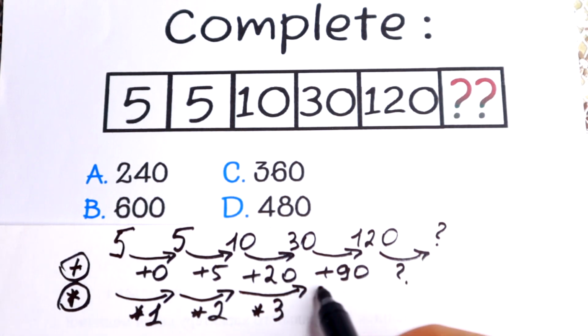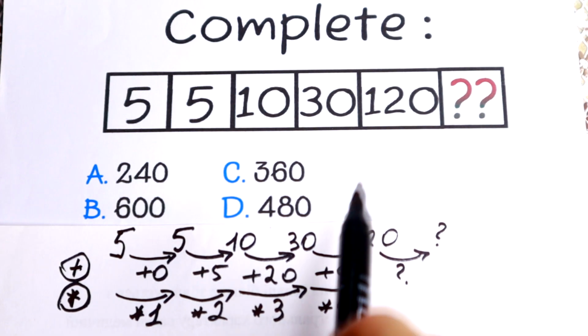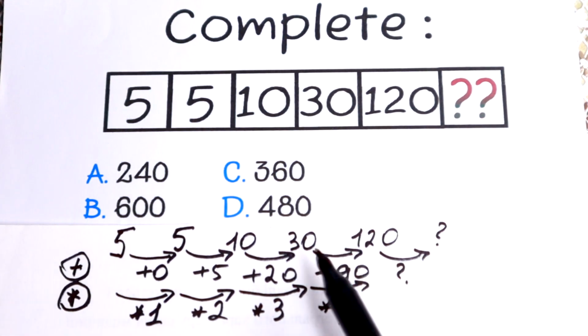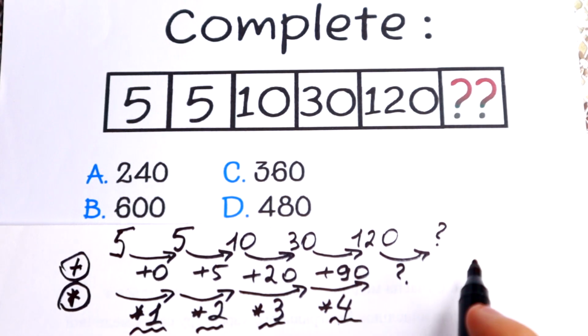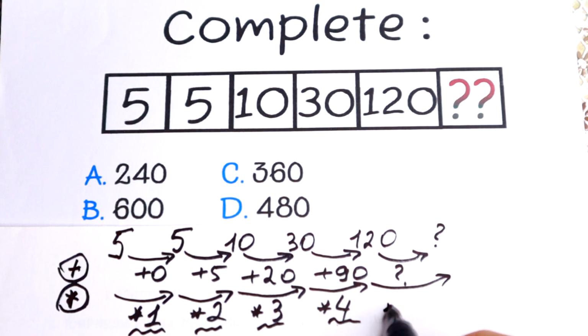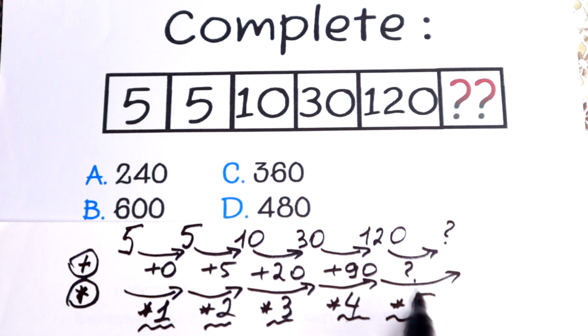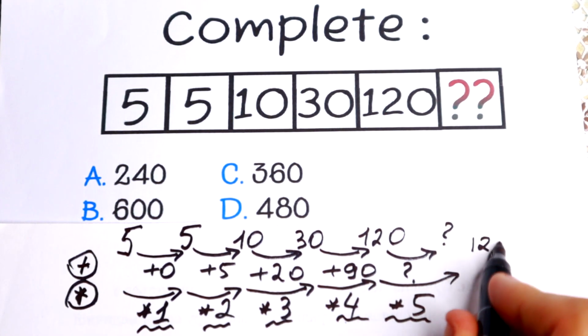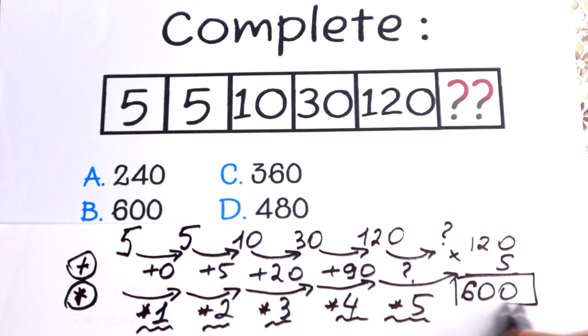And it's not hard to see that it will be our pattern, because if you multiply this 30 by 4, we will have 120. 30 times 4 will be 120. And take a look closely at these numbers. 1, 2, 3, 4. So it's not hard to see that the next step will be multiplying by 5. So let's check our answer. 120 times 5, and it will be 600. It will be 600, and this will be our answer.